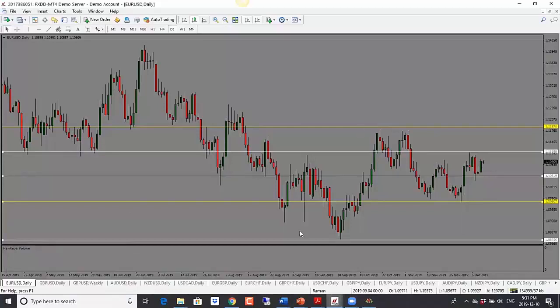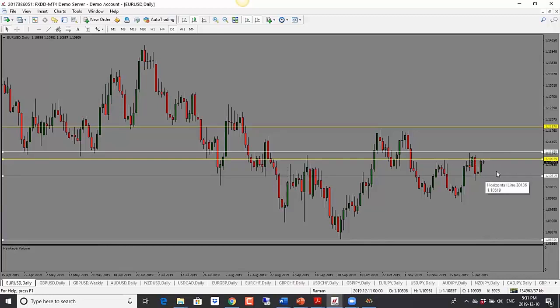We'll start off as usual with our euro dollar. Yesterday we had a neutral candle here. Now we see that price has gone up. So we do have a bullish candle close, but please note that this is into resistance at the moment, but bias is bullish.